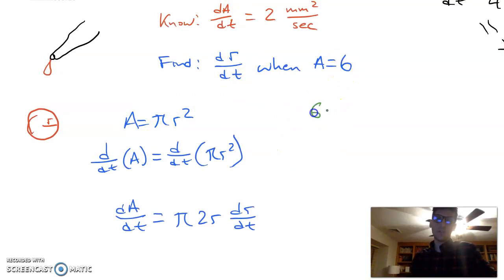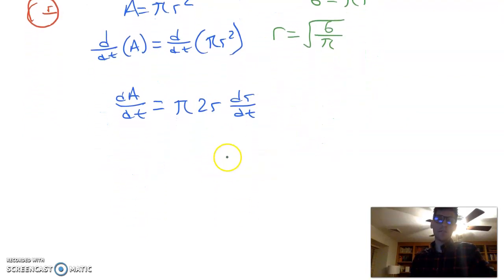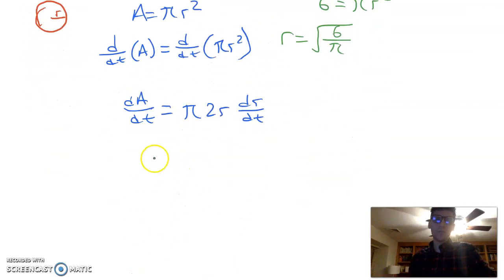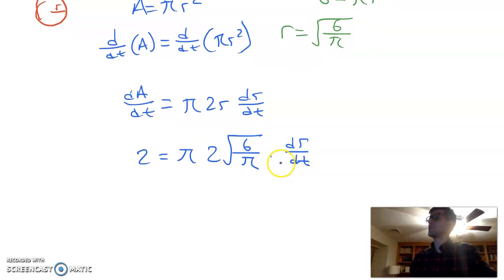So I could do 6 equals pi times that radius squared. 6 over pi, the square root of 6 over pi would be r. So I could plug that in for r. dA dt, they told us, was 2, equals 2 pi times the square root of 6 over pi, and then times dr dt, which is what I was trying to find. How is the radius changing?